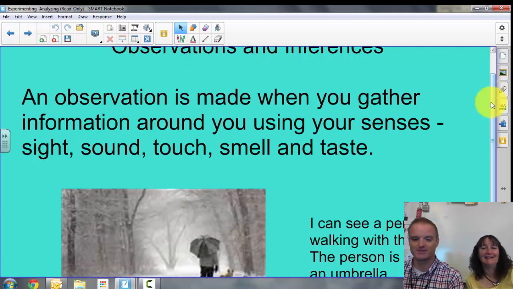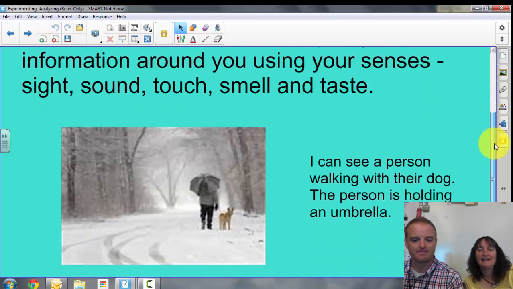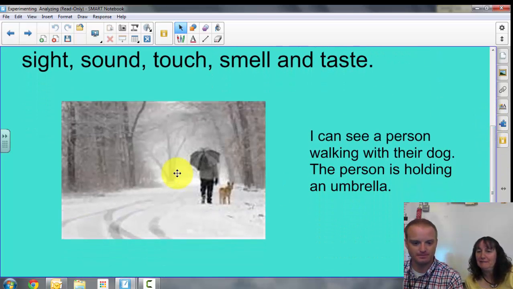So with that picture down there, I can see a person walking their dog, and the person is holding an umbrella. That's literally what I see, so that's an observation. I could say I see tire tracks. There's snow. It's snowing. There's no leaves on the trees. So those would all be observations.